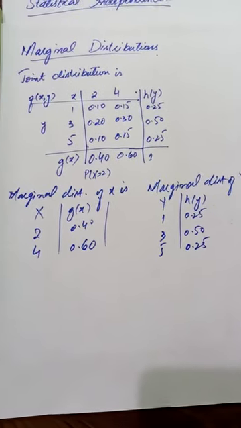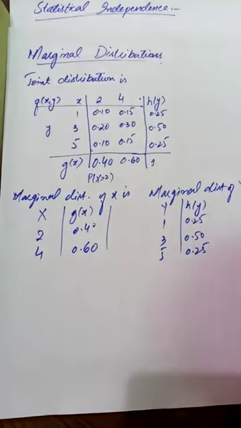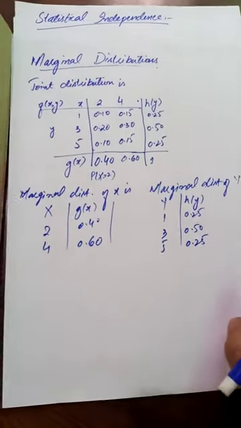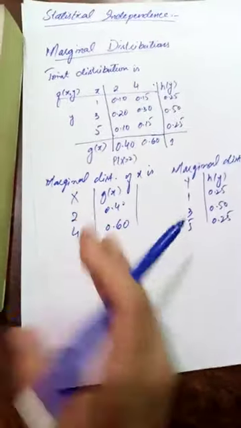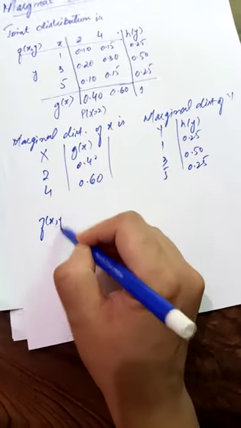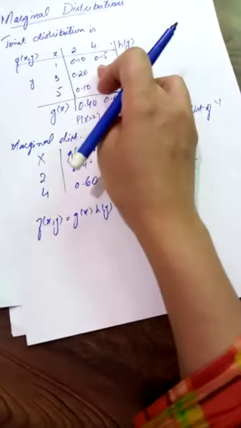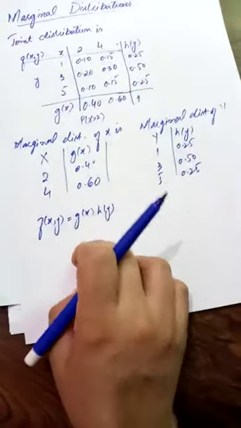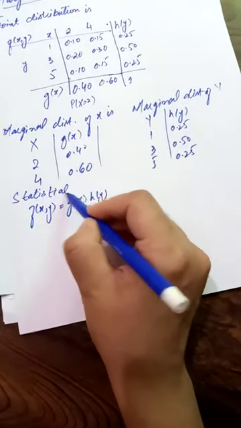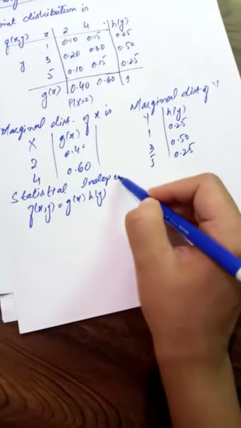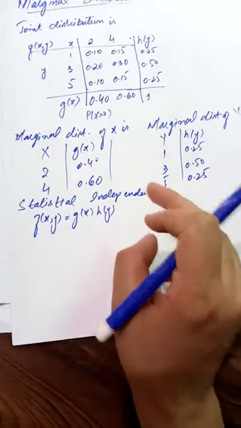So let's discuss the statistical independence using this example that we have discussed previously in our marginal distributions. Let's check if the two variables x and y are independent or not. What was the condition for independence? It was f of xy should be equal to g of x into h of y. Here we have f of xy, g of x and h of y. So let's check for all the pairs. We are going to check statistical independence. And the thing to remember is we have to check this condition for all the xy pairs.